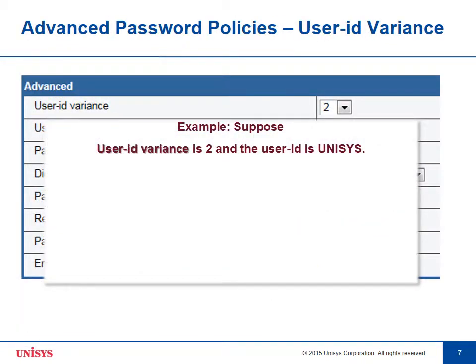User ID Variance is the first of 8 advanced password policies. It lets you specify the number of characters by which a new password must differ from the user ID. The range is from 0 to 12. For example, if it's set to 2 and the user ID is Unisys, then neither Unisys1 nor Unisys with the first S changed to a $ sign can be used as the new password, but the password can be Unisys with both of those changes made.